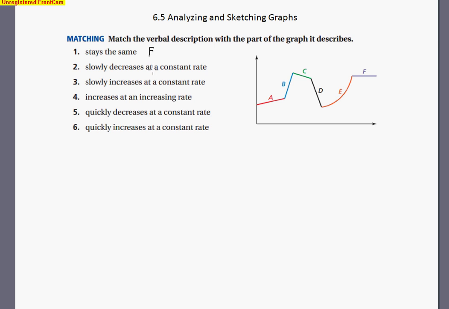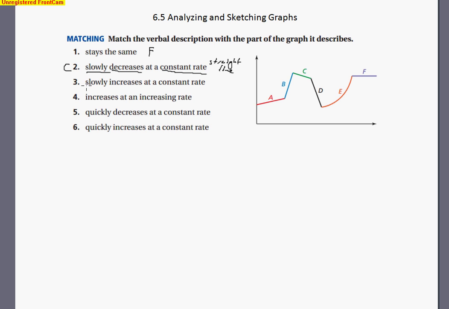Slowly decreases at a constant rate. Constant rate means that it's going at a straight line. So we have a straight line, and so that's what I'm looking for. Since it's decreasing, I'm looking for it to go downhill. Since it says slowly, it's not going as steep. And so we see that this one is going downhill, that's not as steep compared to letter D. So I would say number 2 is C.